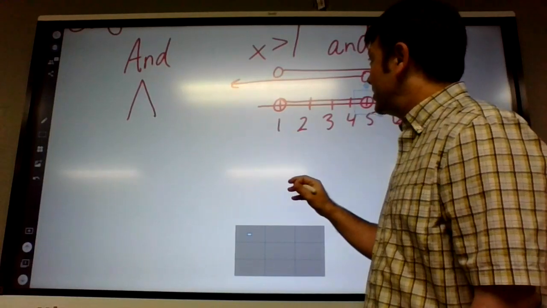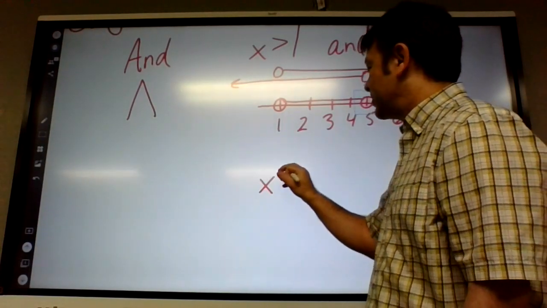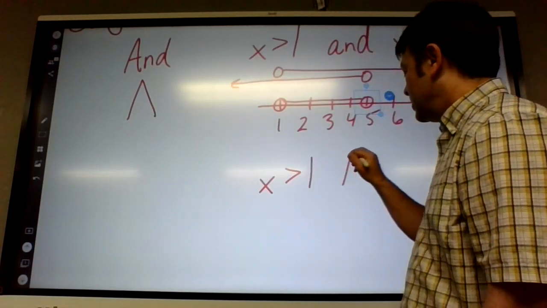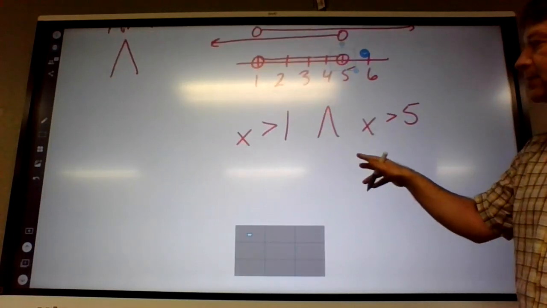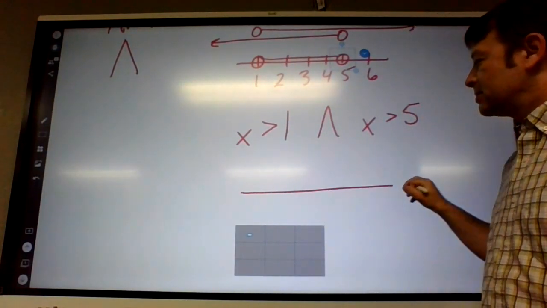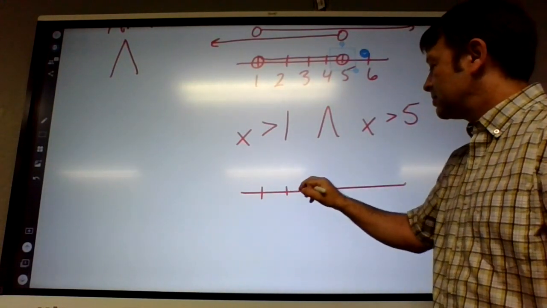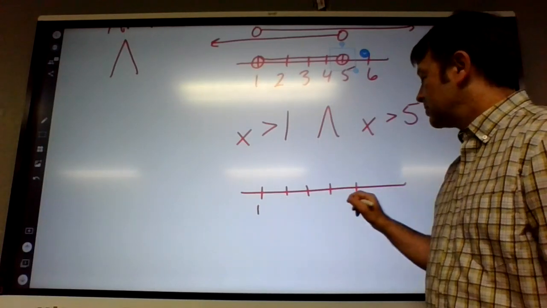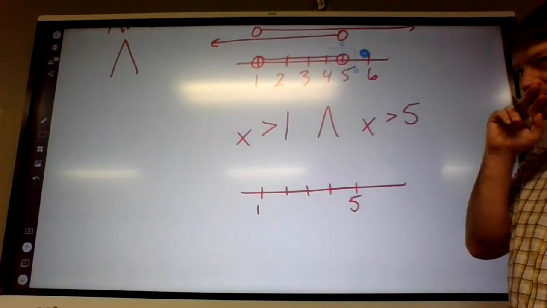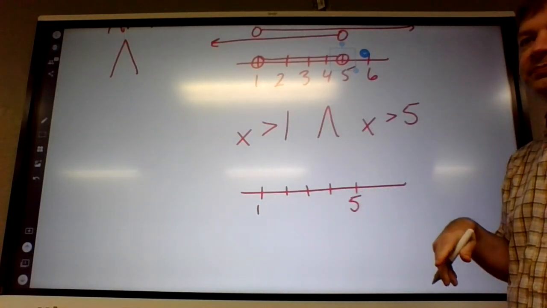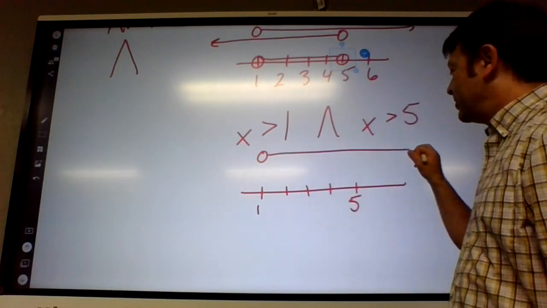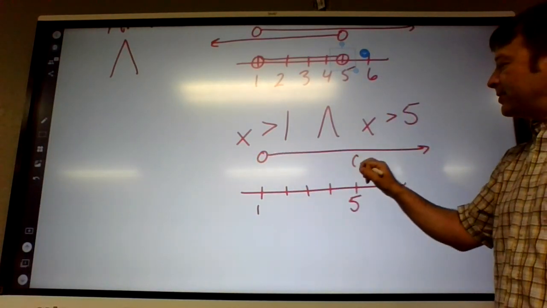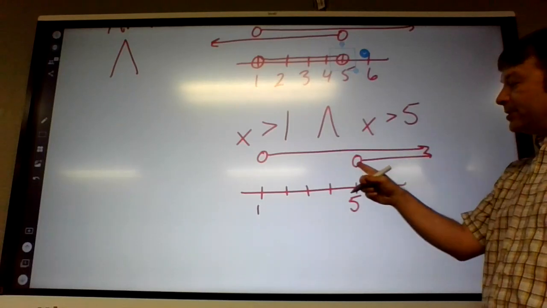Okay, this is where it gets a little trickier. X is greater than 1 and X is greater than 5. So it's just about the normal X. The X over is greater than 5 is irrelevant. Would you do like a circle and then down? Normally X is greater than 1 looks like this, and X is greater than 5 looks like that, all the numbers greater than 5.